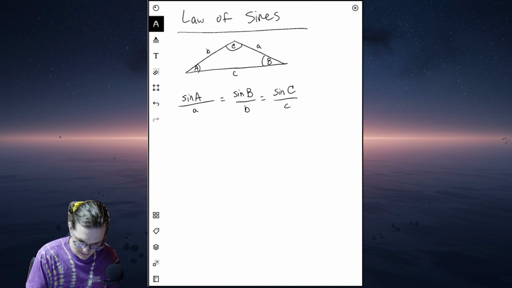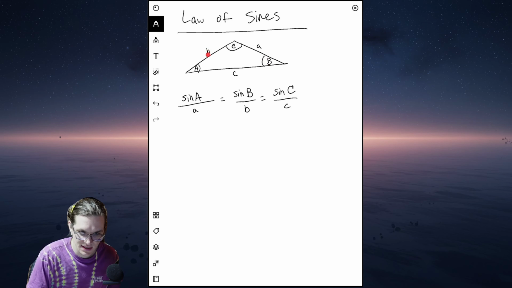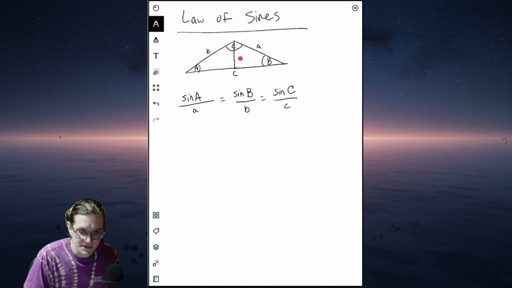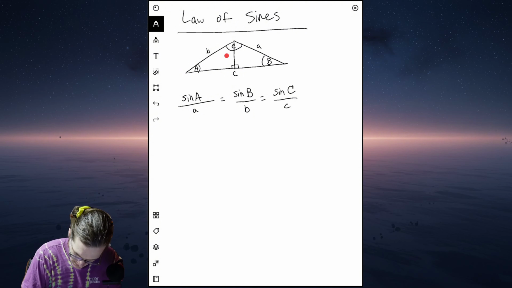So visually you can see that that's saying that the ratio of this angle to this side is equal to the ratio of this angle to this side, but how do we get there? So what you do is you'll turn this non-right triangle into two right triangles by bisecting this side C here. And we'll call this h.